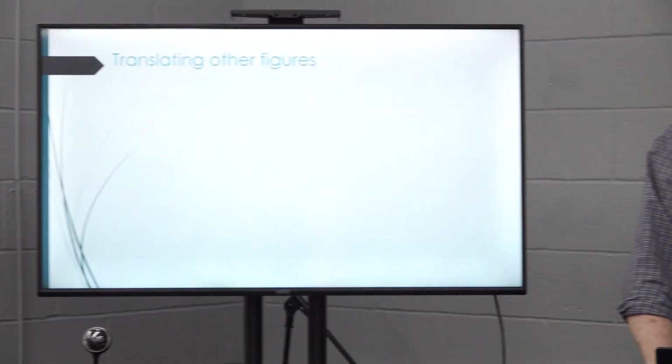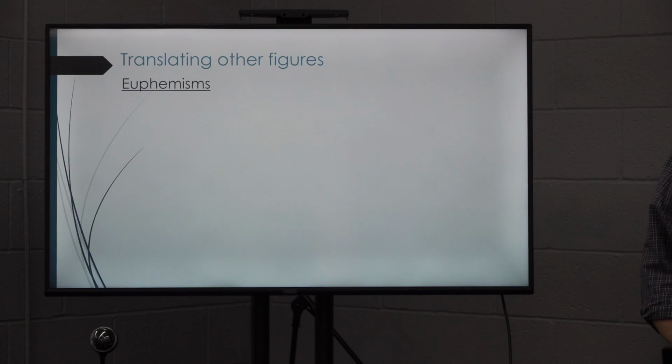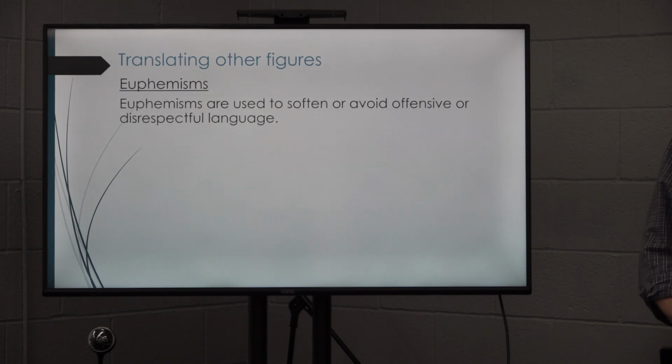Okay. Some other figures of speech or figurative language. Euphemisms. So what is a euphemism? We use euphemisms to soften the speech. We use euphemisms to avoid being offensive. We use euphemisms to avoid being disrespectful.